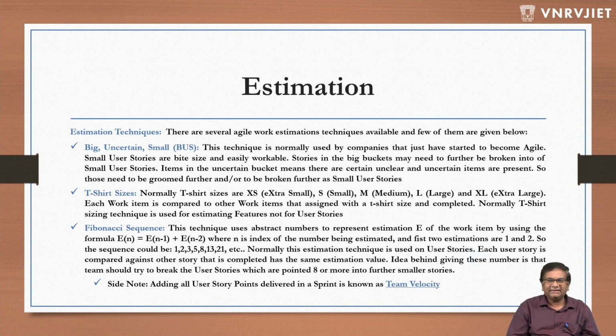Now, normally t-shirt sizing is used for features. The t-shirt sizes are XS, S, M, L and XL. The actual identification or bucketization of features uses these. XS means extra small, S means small, M means medium, L means large, XL means extra large. Each work item is compared to other work items that have been assigned t-shirt sizes and completed. Normally, the t-shirt sizing technique is used for estimating features, not for user stories.